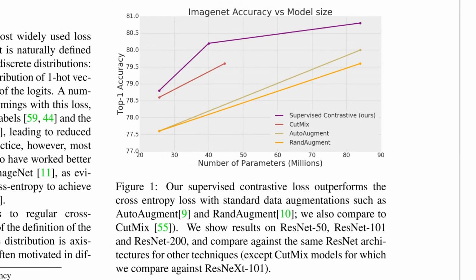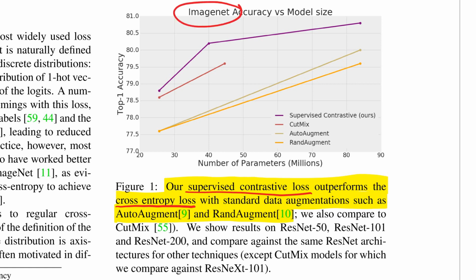And let's jump straight into the results here. They say our supervised contrastive loss outperforms the cross-entropy loss with standard data augmentations such as AutoAugment and ResNet-50. So these are some of the previous state-of-the-art data augmentation techniques used together with the cross-entropy loss. And they say their supervised contrastive loss outperforms them. You can see here on ImageNet, which is the biggest vision benchmark or the most famous one, this new loss, the supervised contrastive loss, outperforms these other methods by something like 1%.